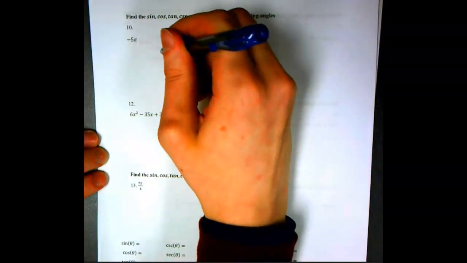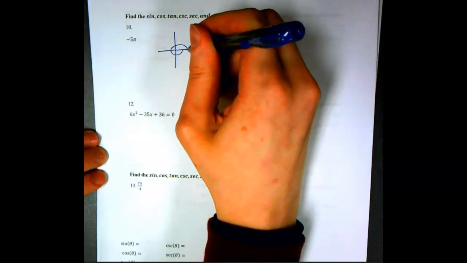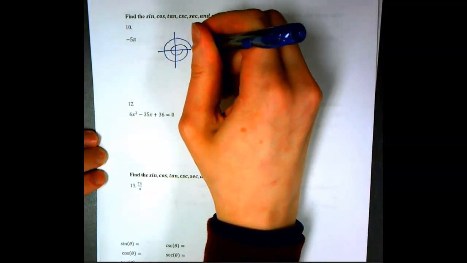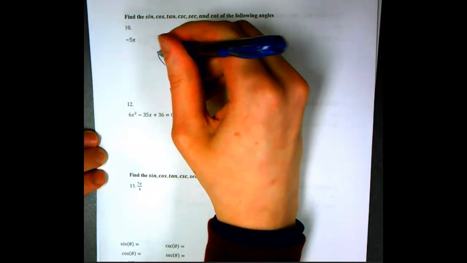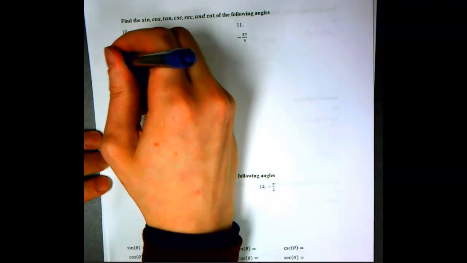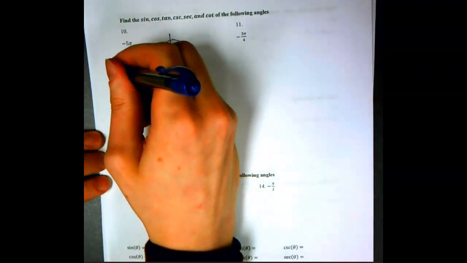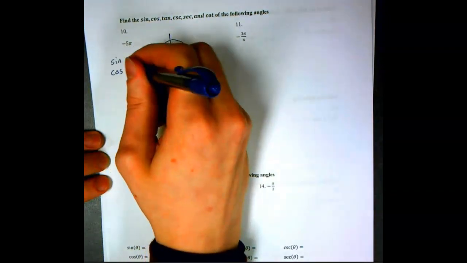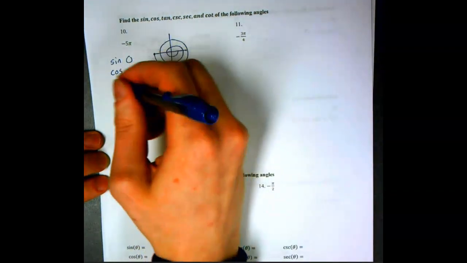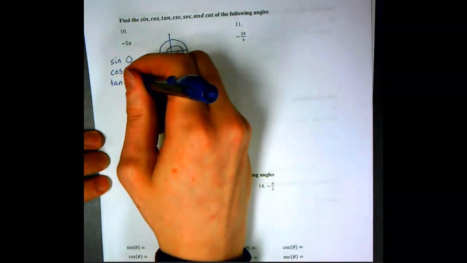For this first one, we have our angle is negative 5 pi. So we do negative 5 pi, and then we take what we have for each of those ones. So sine will be 0. Cosine is negative 1. Tangent is that sine over the cosine, so that's 0.